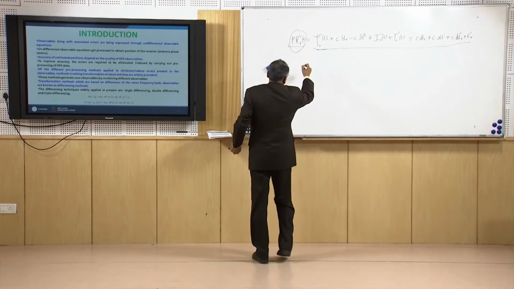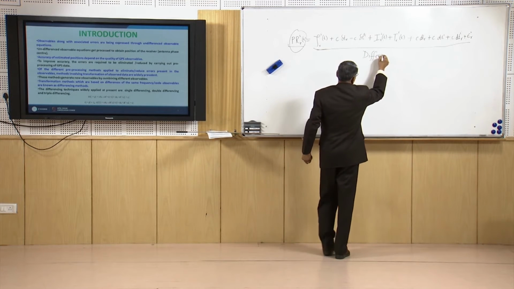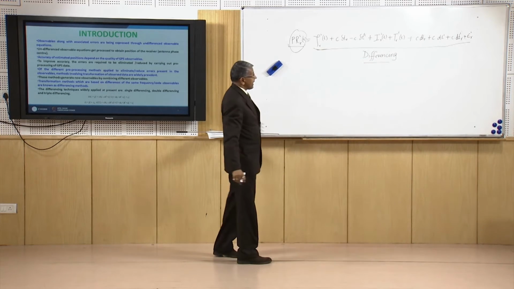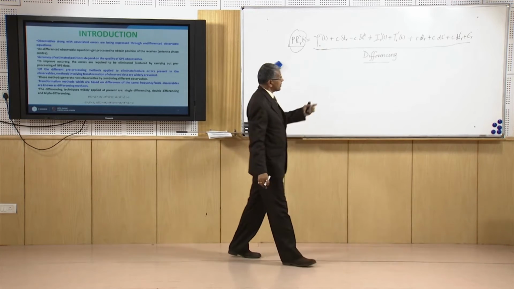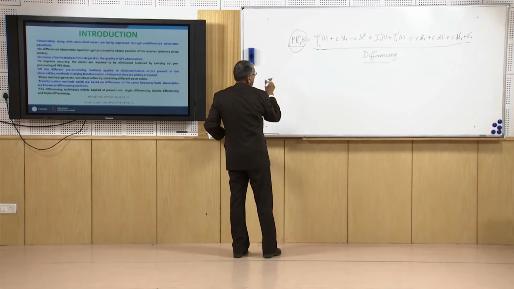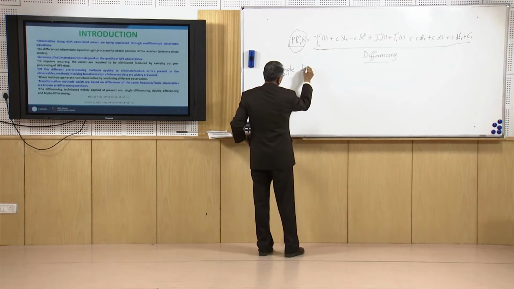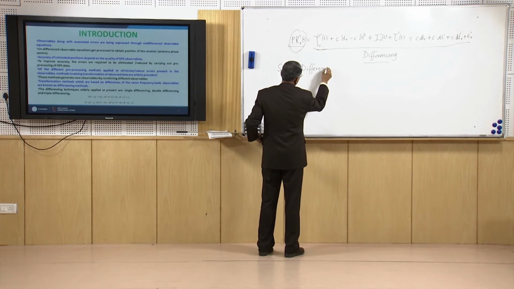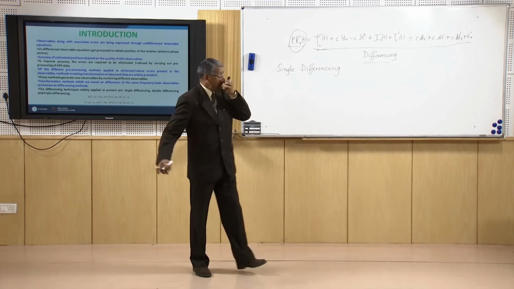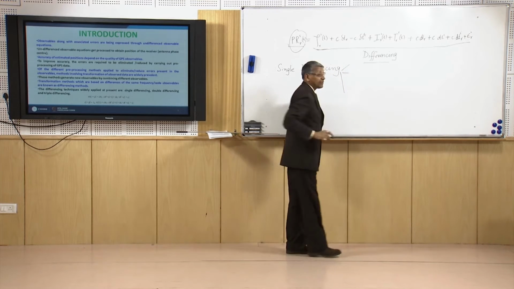Now the differencing method will provide us the pseudo range free from many of these errors, and there are three ways how differencing can be done. First one is called single differencing, then double differencing, then triple differencing. Let me start with single differencing. There are three ways how single differencing can be done.